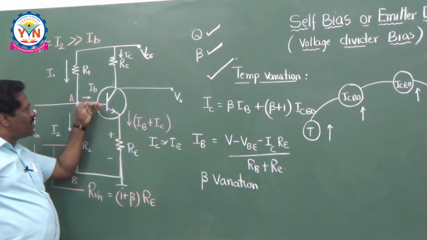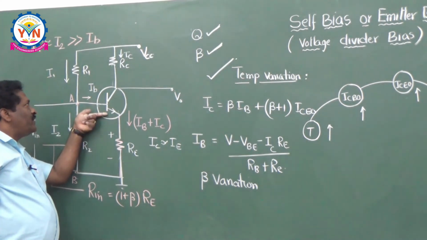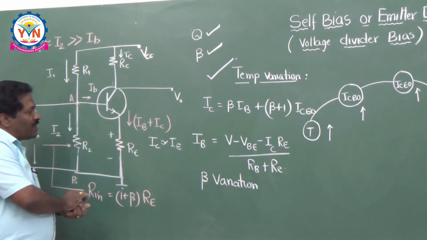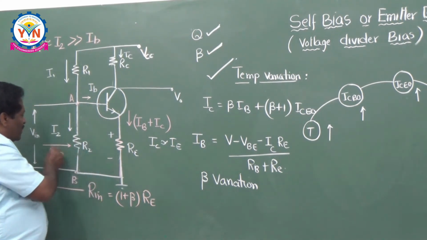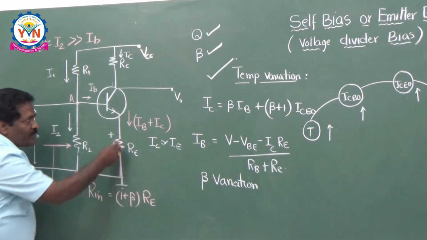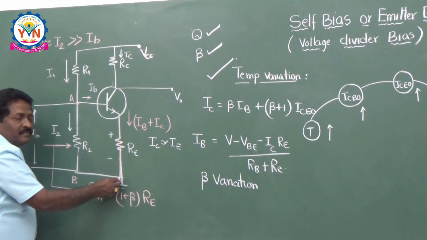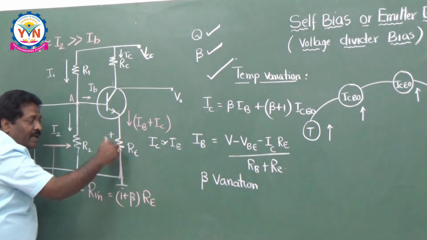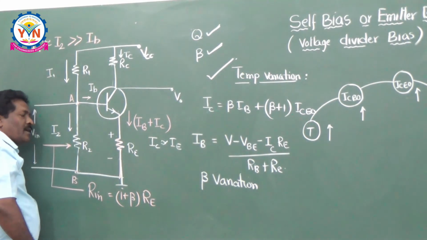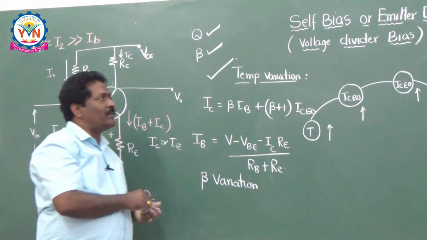But the only assumption here is that the input resistance of this network is very, very much greater than R2 and R1, because in the analysis we can see that whenever you look at this input resistance, it is always (1 plus beta) times RE. As soon as you put an emitter resistance here, the resistance is enhanced by the factor (1 plus beta) whenever you are looking from the input side like this. So in this way, try to understand this self bias or emitter bias.